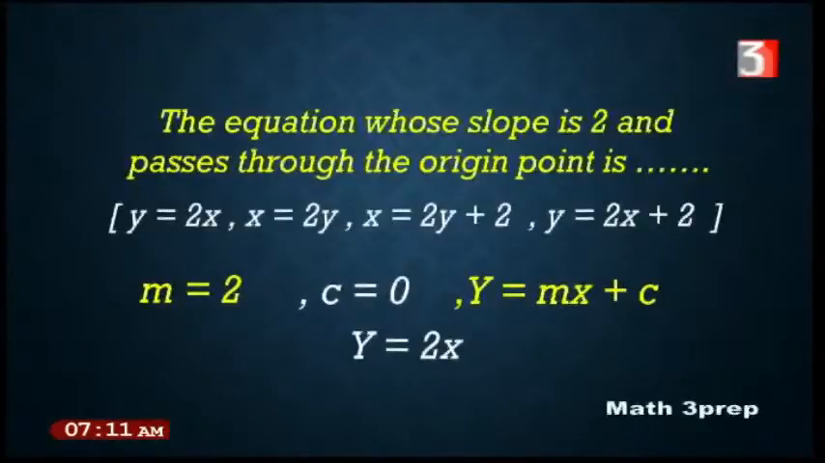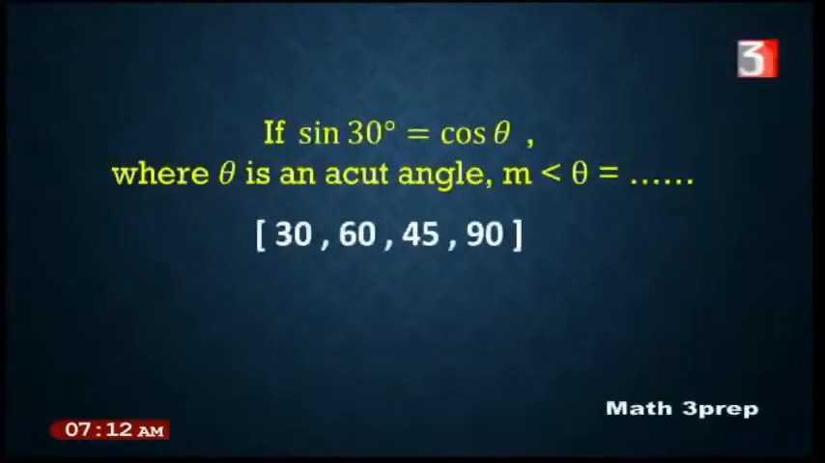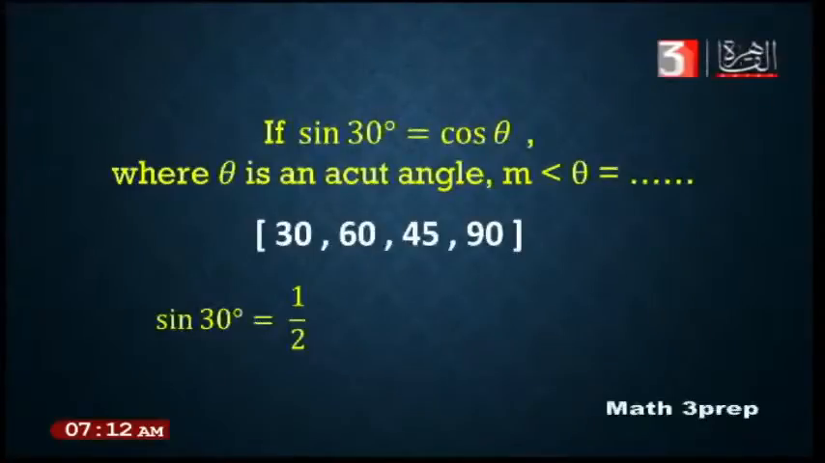Let us have another example. If sine 30 degrees equals cosine theta, where theta is the acute angle, then what about the measure of angle theta? Is it 30 degrees, or 60 degrees, or 45 degrees, or 90 degrees? First of all, what about sine 30? Yes, sine 30 is going to be half. Then we can say also that cosine theta equals half.